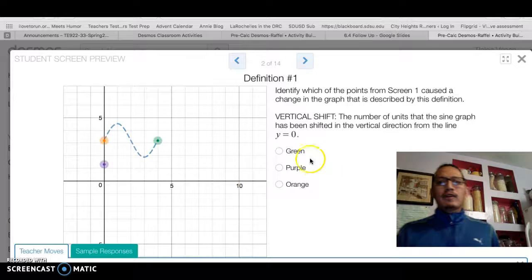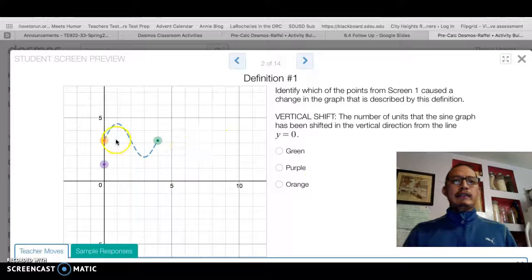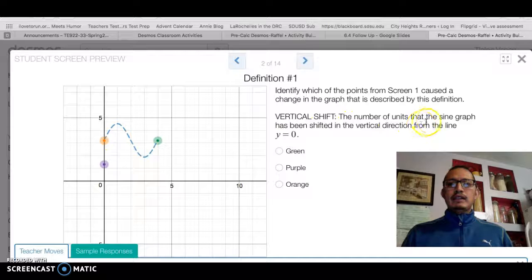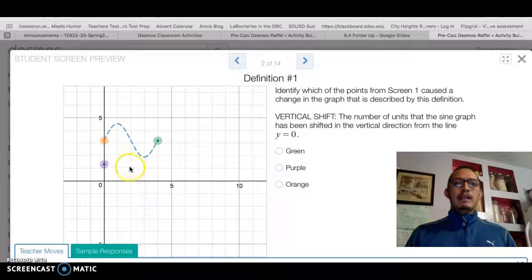So, if you look right here in my Desmos activity, the vertical shift, the definition is the number of units that the sine graph has been shifted in the vertical direction from the line y equals 0. Where's my line y equals 0? If x equals 5, y equals 0. If x equals 10, y equals 0. If x equals 1,000,000, y equals 0. This is my line, y equals 0.